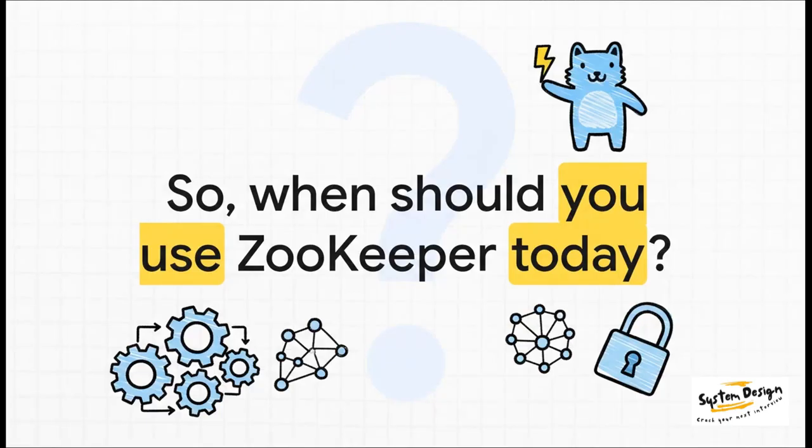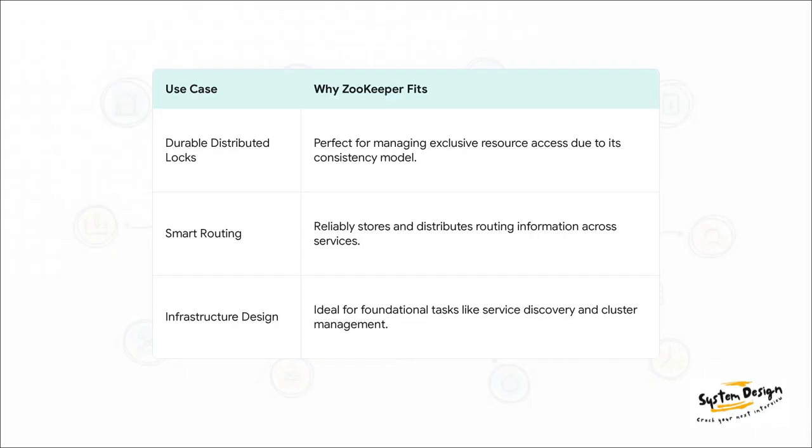And this leads us to the big, practical question. If you were designing a new system right now, in today's world, when would it actually be the right call to reach for ZooKeeper? This table really shows where ZooKeeper still shines. Think about something like a durable distributed lock. That's a situation where you absolutely positively cannot have two different processes touching the same resource at the same time. ZooKeeper's strong consistency makes it perfect for that. And that's the same reason it's still so trusted for those fundamental infrastructure jobs like service discovery or managing the routing tables in really massive, complex systems.